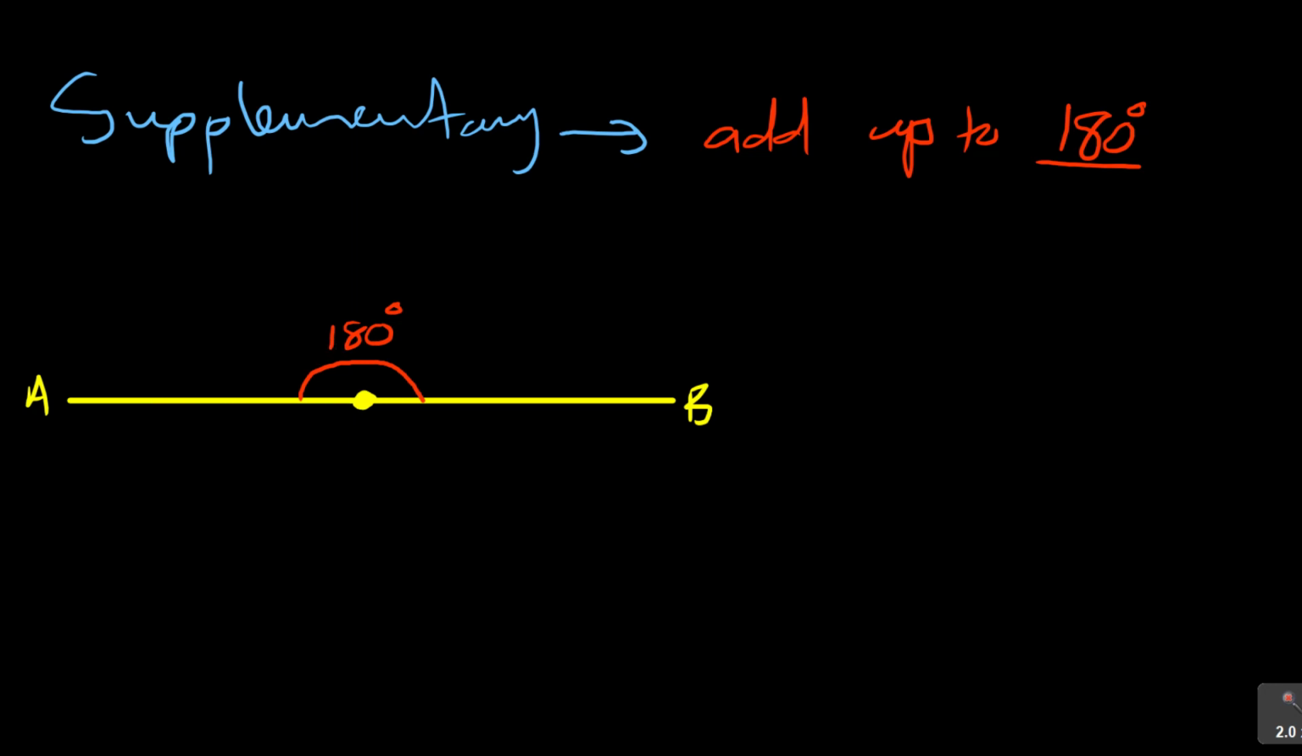Are you with me? Now, having done that, let's say I've got my point C there. Let me remove this 180 for now, and later we'll bring it back. Let's say I divide my line to have a point like that, to say this is D.